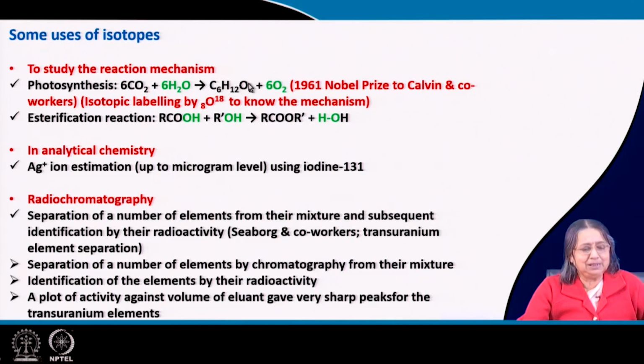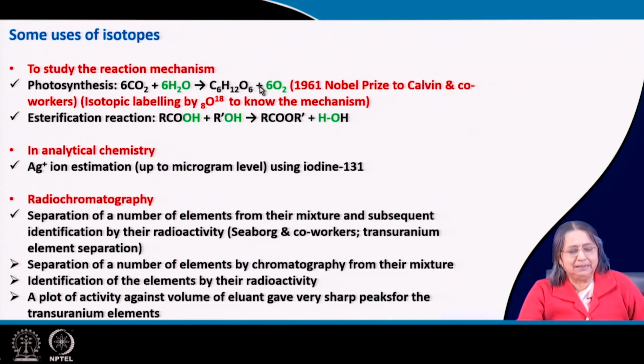Is the produced oxygen coming from this oxygen or this oxygen? It is a mechanism question, to study the reaction mechanism. For this work, to know the mechanism, the Nobel Prize was given to Calvin and co-workers in 1961. It can be done by isotopic labeling. Isotopic labeling means using an isotope of oxygen; oxygen is actually 16(8), but here it is 18(8). So, it is an isotope of oxygen.